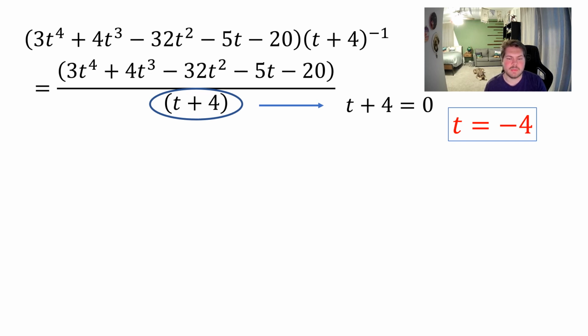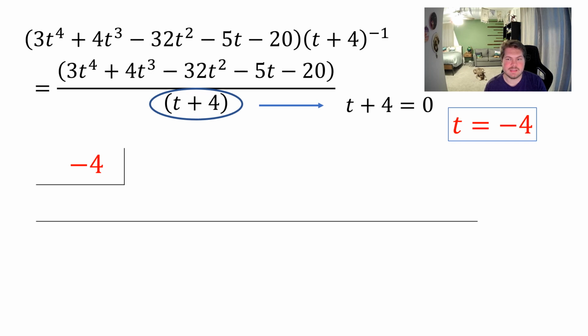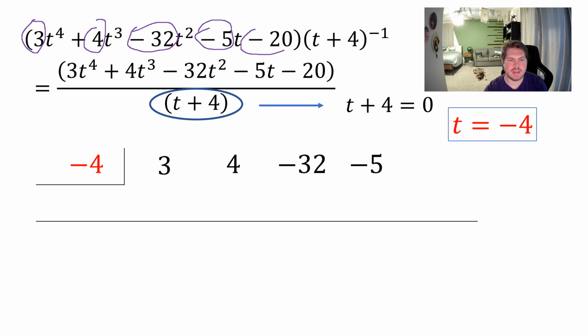All right, so we're going to put -4 in our little box thing, and then we're just going to bring all the numbers down from the other polynomial. So 3, 4, -32, -5, and -20. So we just bring all that down, and then we're always going to bring the first one down, so 3. And then we're going to play a game of multiply, add, multiply, add, multiply, add.